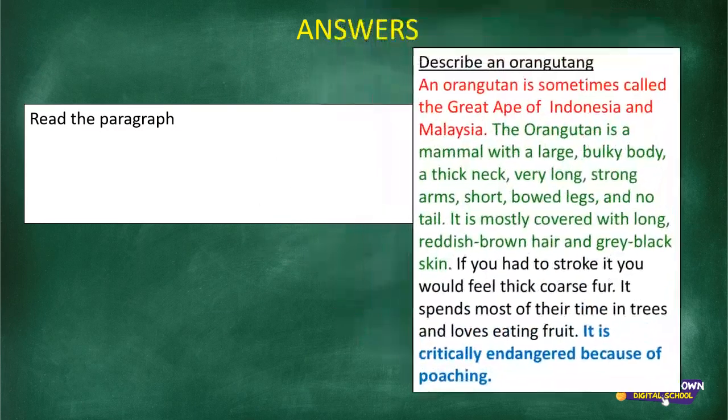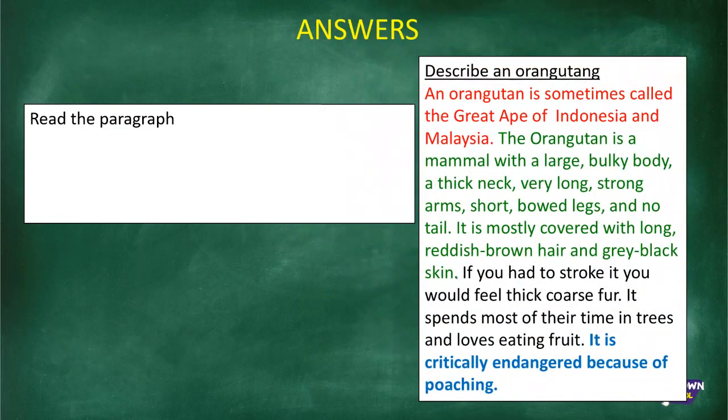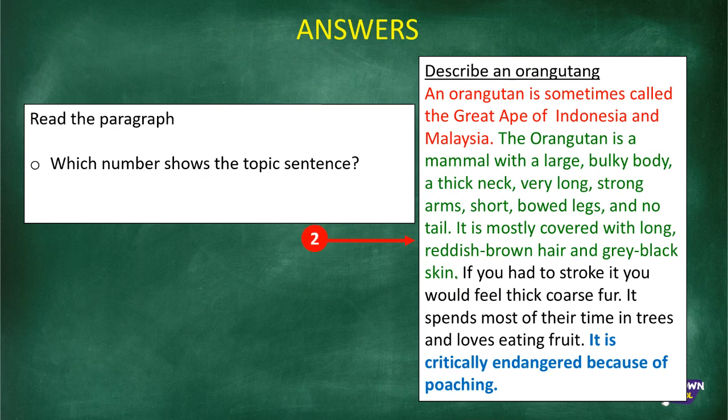So you had to read the paragraph called Describe an Orangutan. Which number shows the topic sentence? Do you get number 2? It's number 2 because the heading is Describe an Orangutan. So whichever sentence describes the orangutan is the topic sentence.